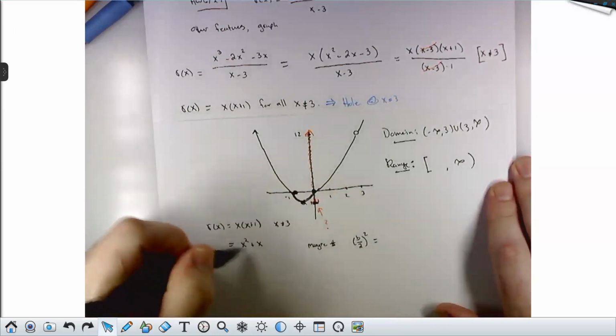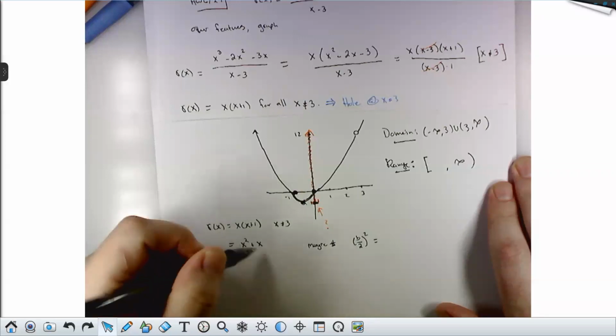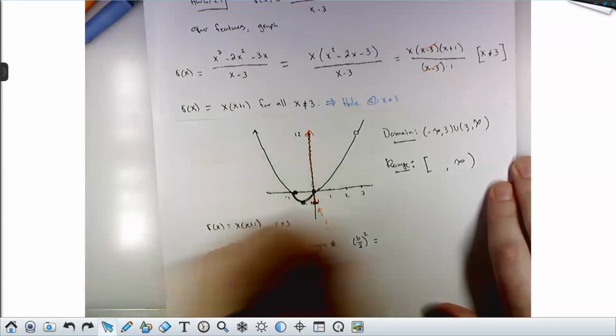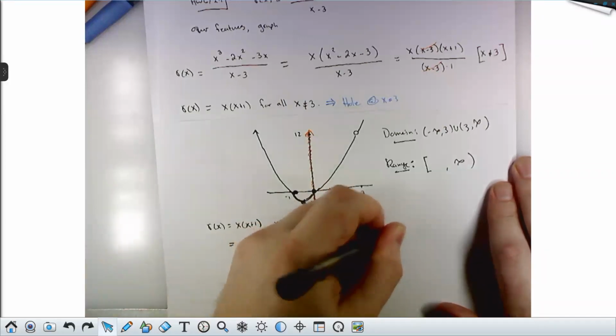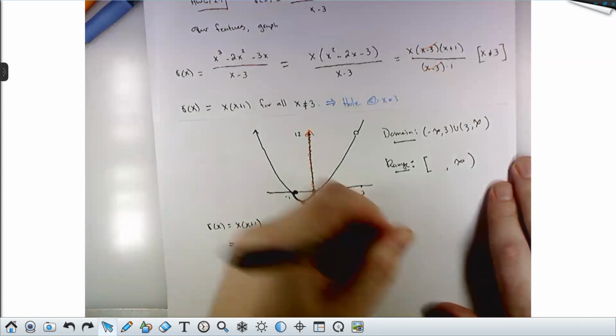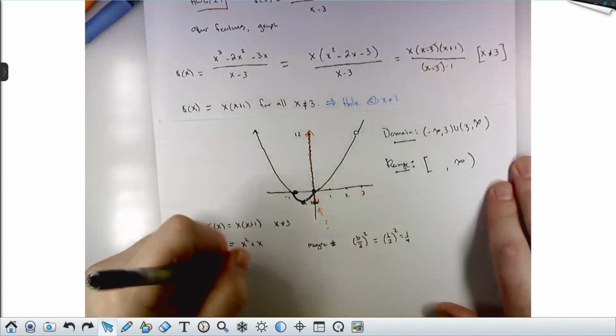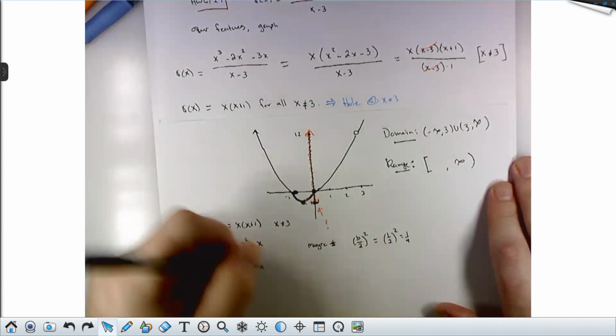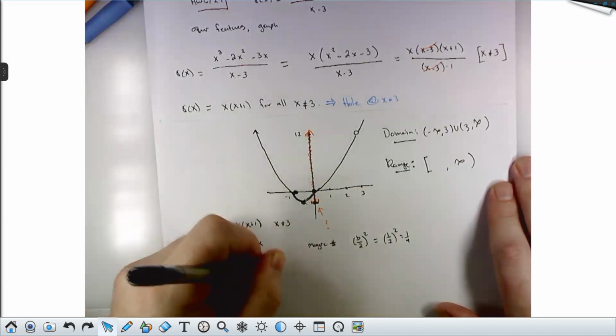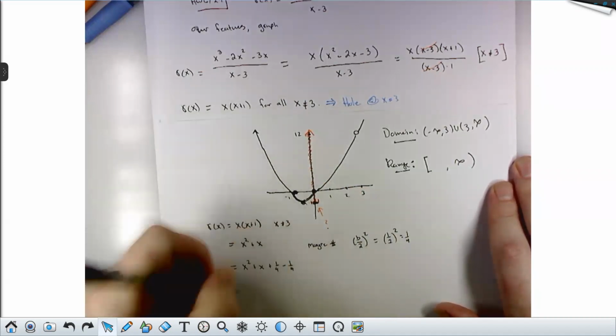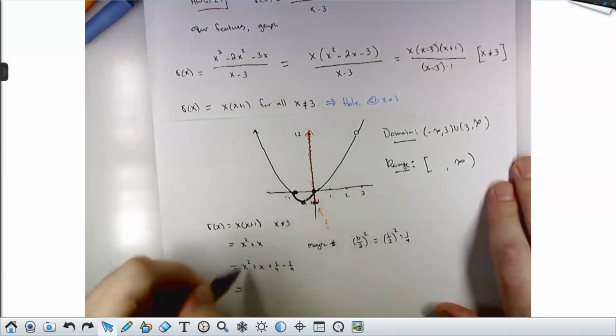Here, b is 1, right? 1x squared is a is 1 plus bx is 1x. So this is 1/2 all squared, which is 1/4. So I write this as x squared plus x plus 1/4 minus 1/4. And now I need to factor the first 3 terms.